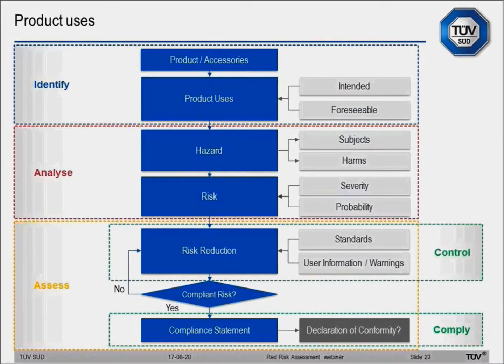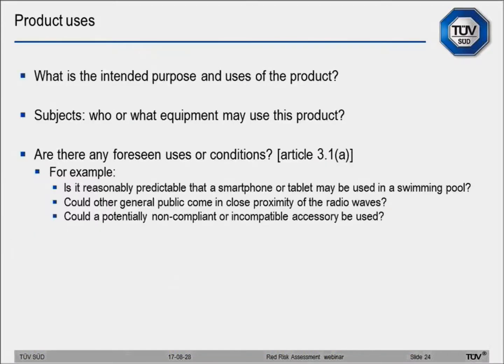Product uses. What is the intended purpose and uses of the product? Who and what equipment may use this product? Are there any foreseen or intended conditions that need to be foreseen? Product uses should primarily consider what the intended uses are. However, reasonably foreseeable uses or conditions must always be explored in relation to health and safety.